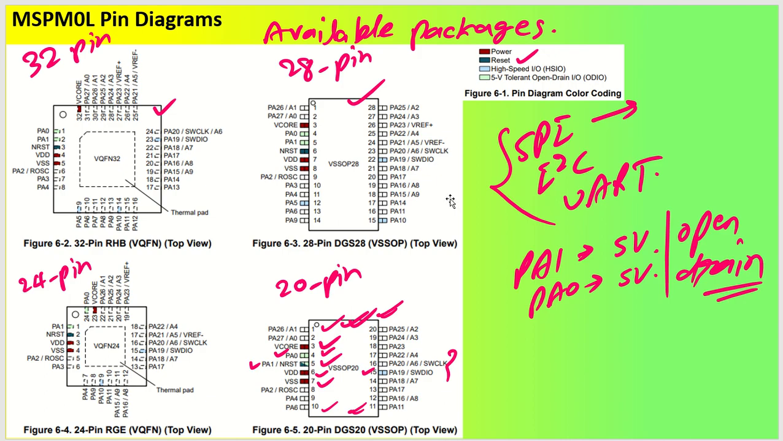The green one is the 5 volt tolerant pin. So these two are 5 volt tolerant pins, pin number 4 and pin number 5. We will keep these things in mind and proceed with our design.